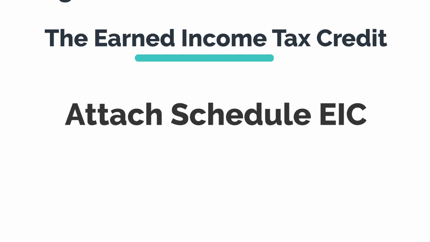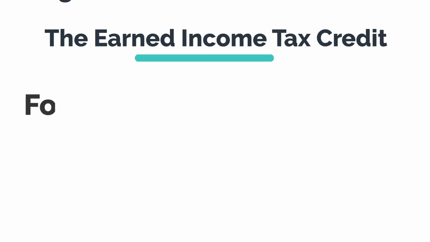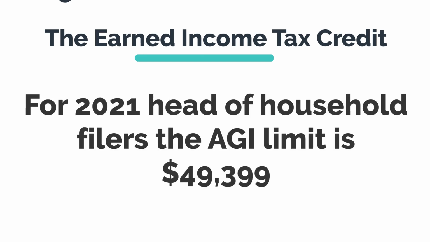The instructions for Form 1040 details who can take the credit, and the IRS can calculate the amount of credit for the taxpayer. For head of household filers, the credit can be taken if they have an adjusted gross income of under $49,399. Emily's adjusted gross income is above the AGI limit, and so she cannot take the Earned Income Credit.